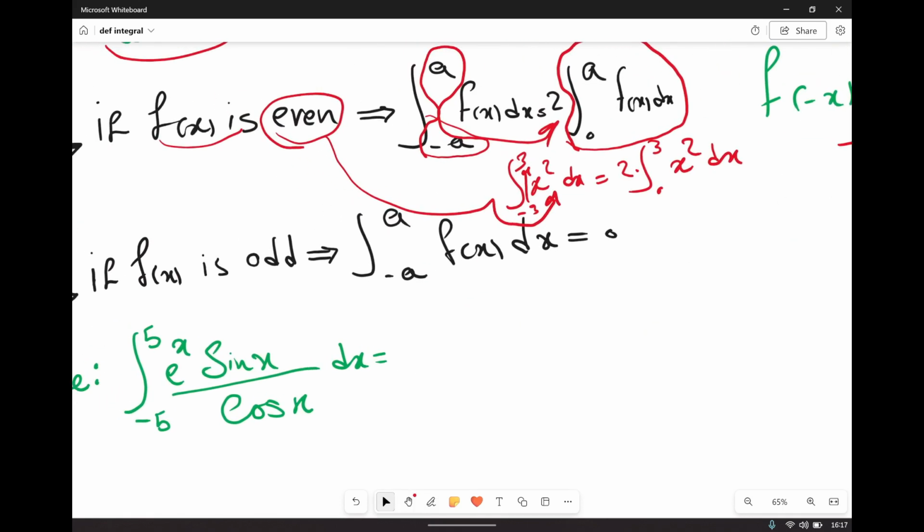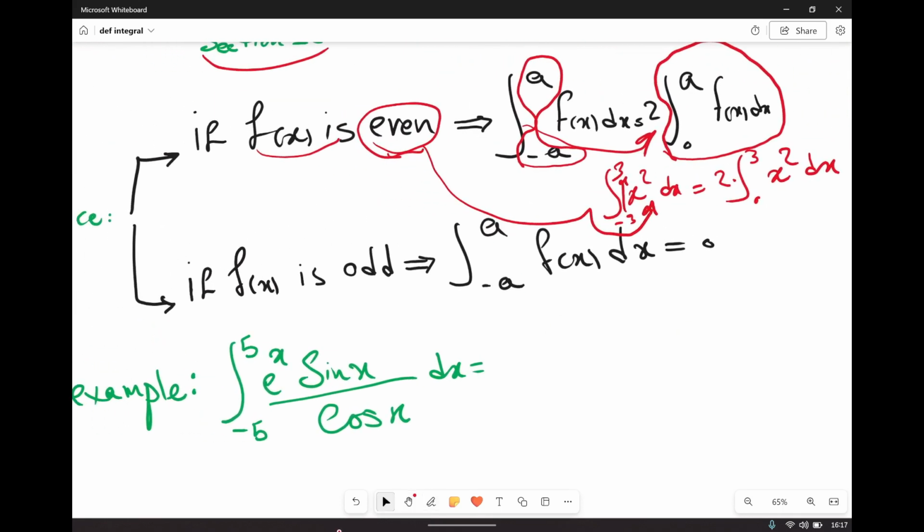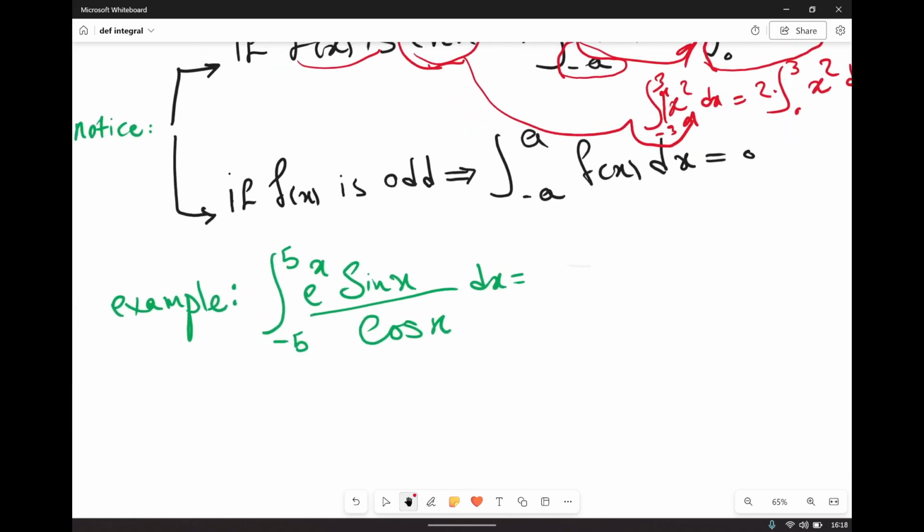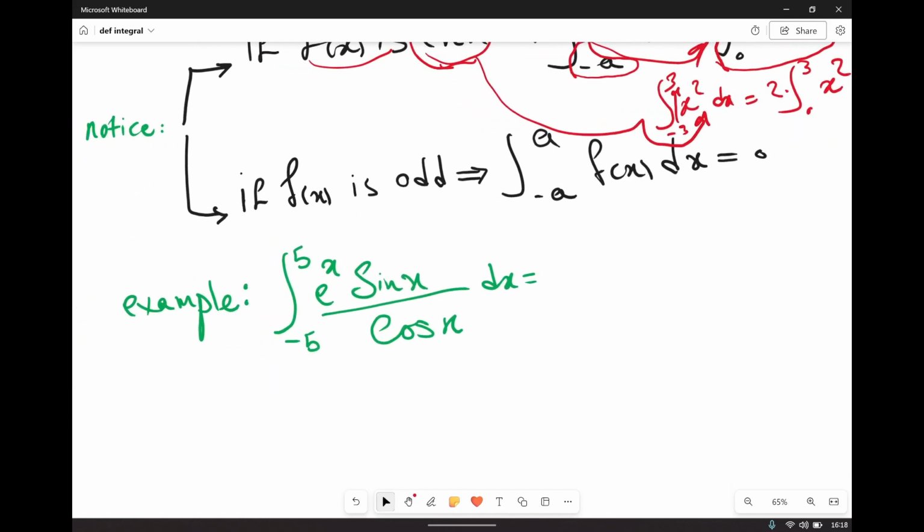Okay. Therefore, if you have an even function and your bound is symmetric, when you're going to calculate the integration, you split to both sides, 0 to a, and you just calculate this part. But wow, this notice is so important, guys. And I can tell you 99% of people have trouble with this. Why? Because you don't need to calculate any integral in this condition.